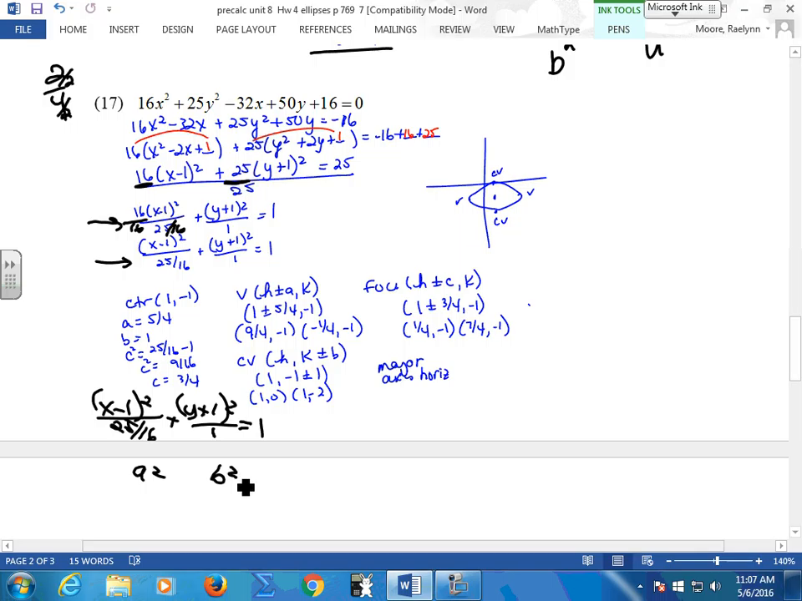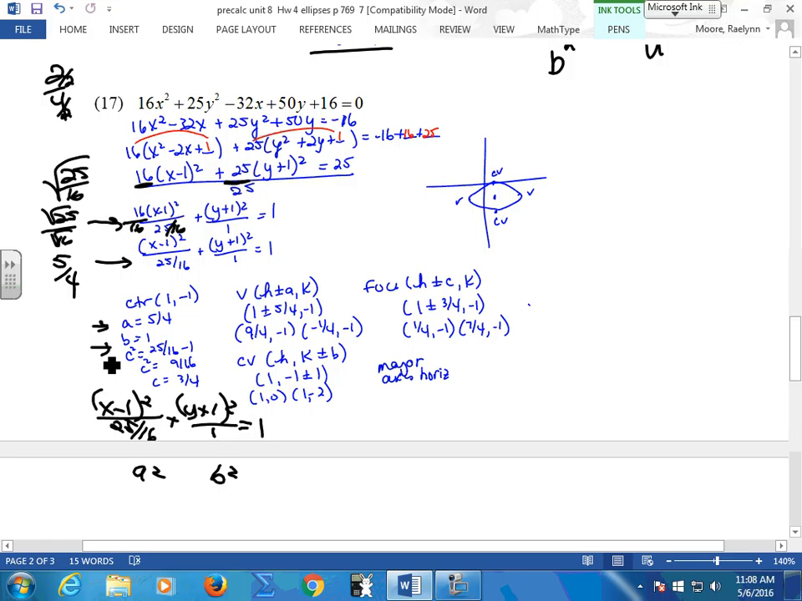So what's the square root of 25 over 16? Radical 5 over 4. Drop the radical. So you're going to say radical 25 over radical 16. 5 over 4. Come on, this makes sense. So a is 5 over 4, b is the square root of 1.